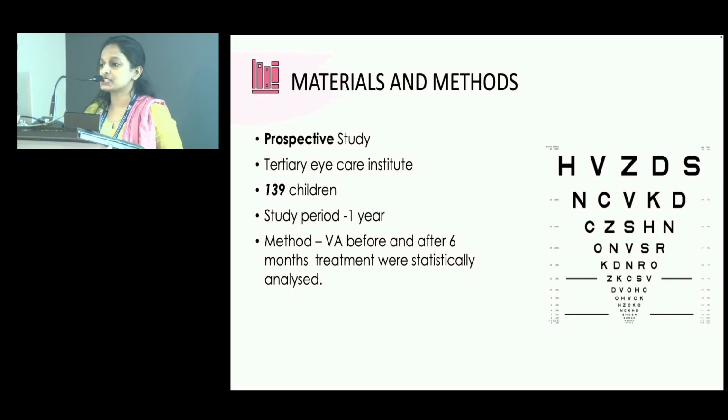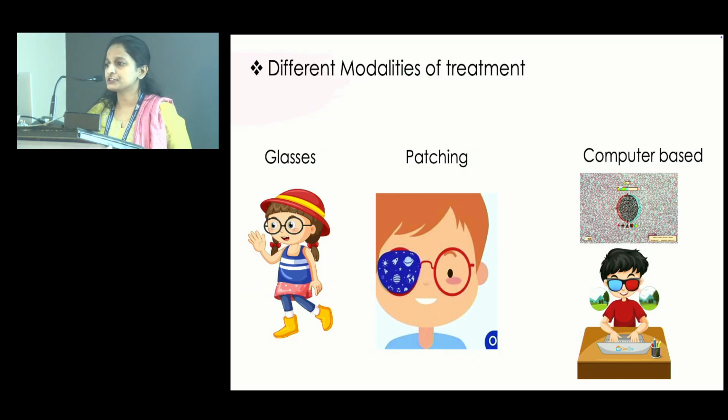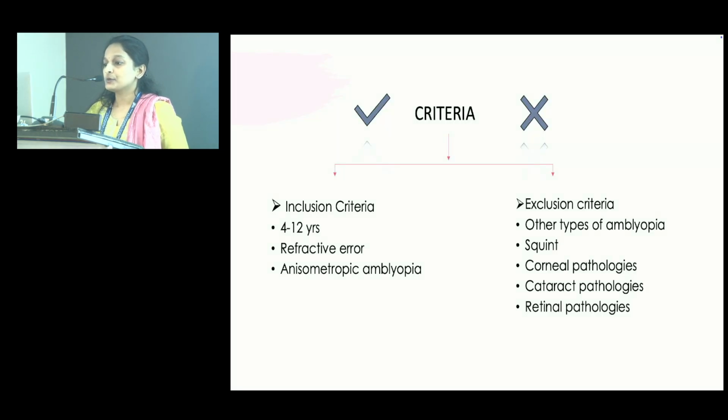It was a prospective study conducted in a Tertiary Eye Care Institute among 139 children with a study period of 1 year, and the visual acuity before and after 6 months of treatment were statistically analyzed. The different modalities of treatment given were glasses, patching, and computer-based amblyopic exercises. We included children under the age group of 4 to 12 years with refractive error and anisometropic amblyopia. We excluded other types of amblyopia, children with squint, children with corneal pathologies, cataract pathologies, and retinal pathologies.